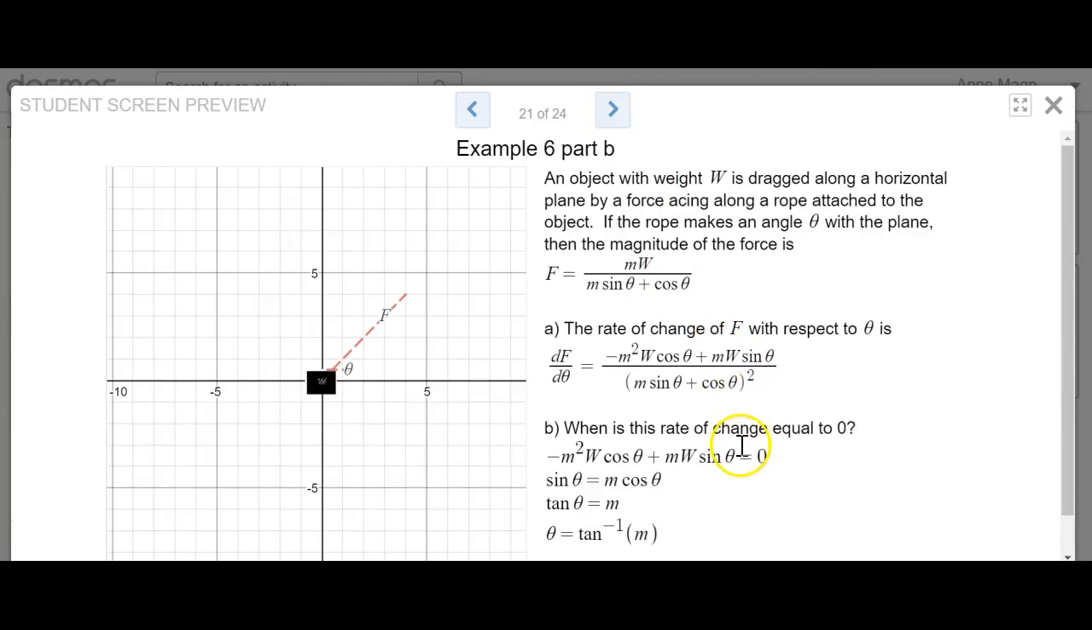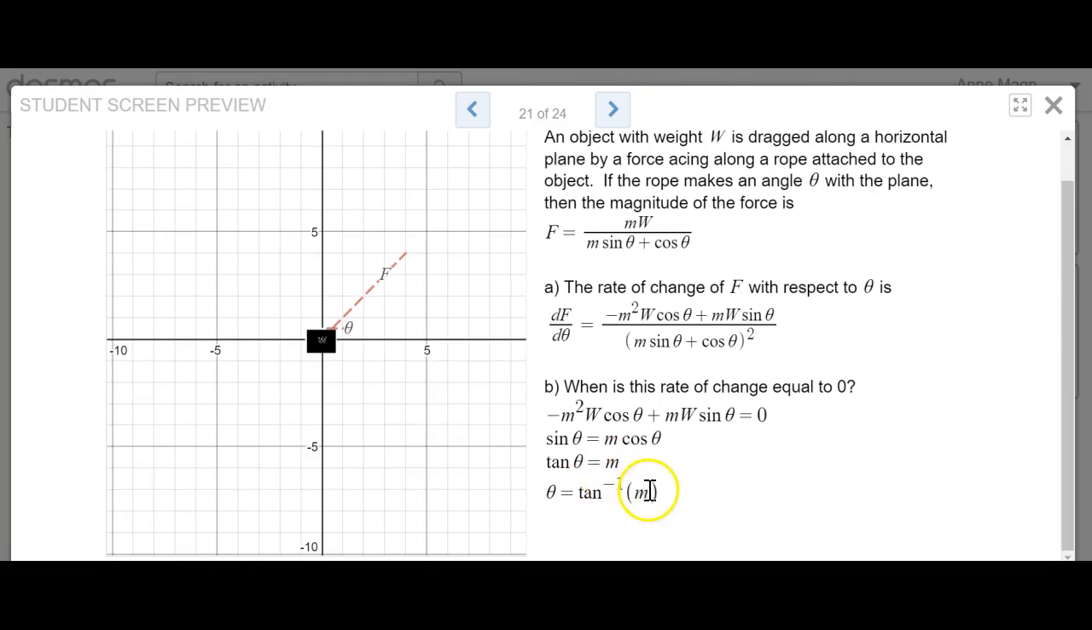The second part asks when is the rate of change equal to 0. So we simply set this equal to 0 and solve for theta. This is only going to be 0 when the numerator is 0. So all we need to worry about is setting that numerator equal to 0. So I will cancel the w's, and I can cancel one m factor. And if I bring this cosine theta term over to the other side, tangent theta equals m, then taking the inverse tangent, or the arctangent, of m.